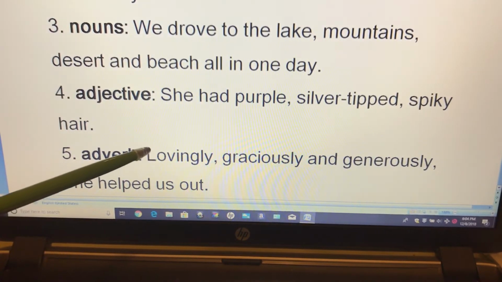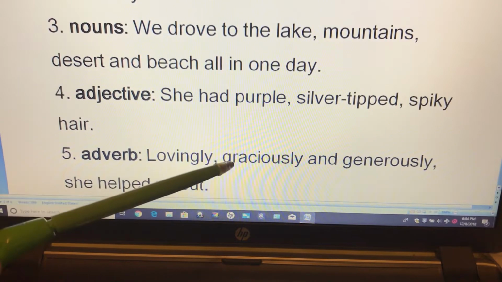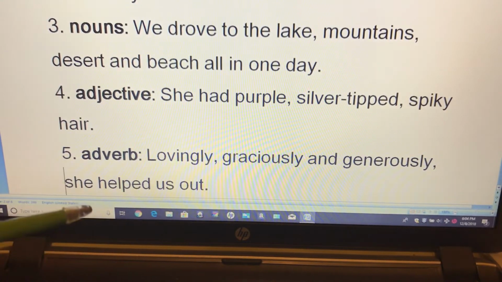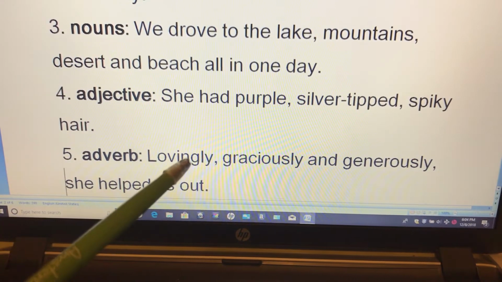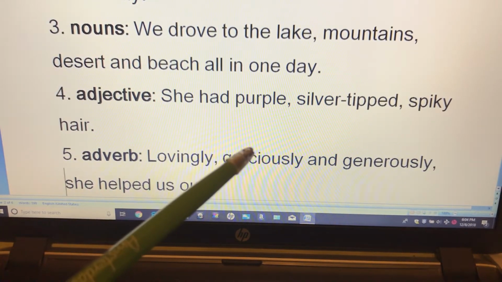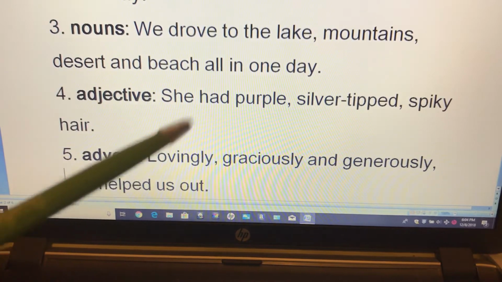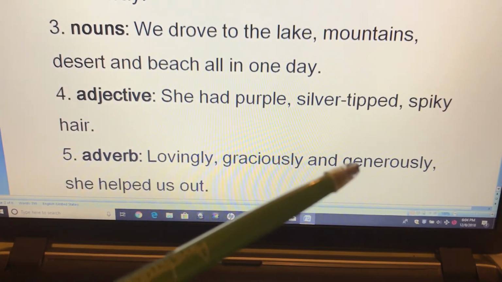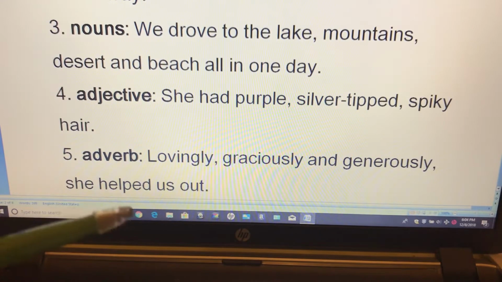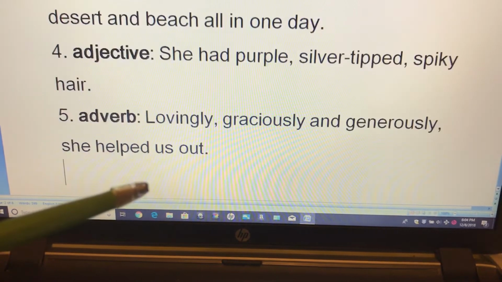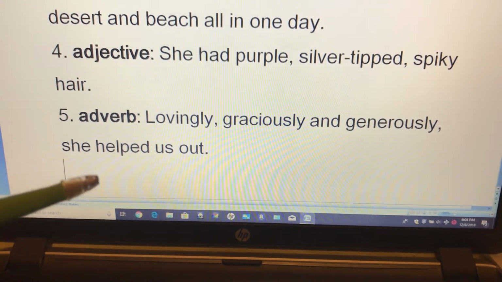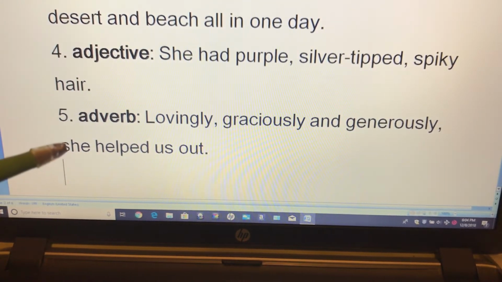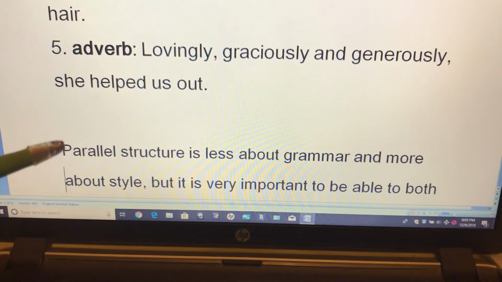we have lovingly, graciously, and generously she helped us out. Now, for example, if you were to say graciously, lovingly, and with generosity, she helped us out. Now, this would not be grammatically incorrect, but it does not sound good. Okay, and it does not really make for very good writing. So, for example, I will give you a better example here.